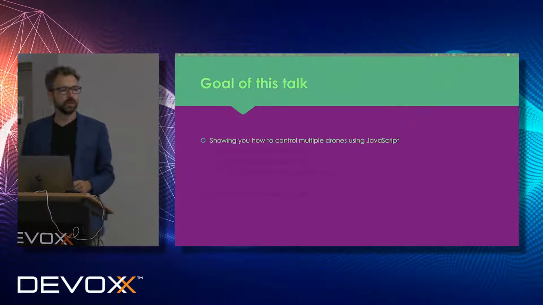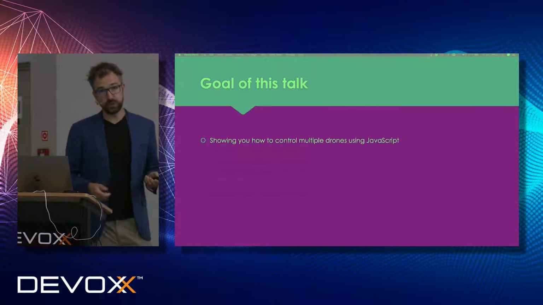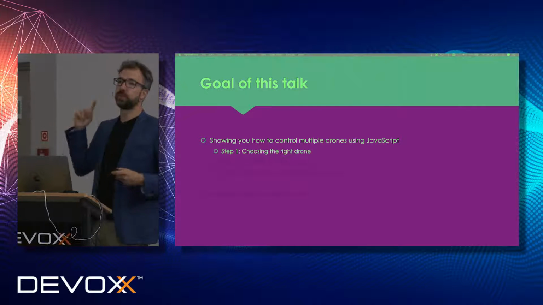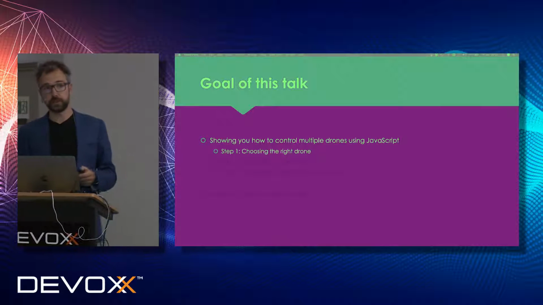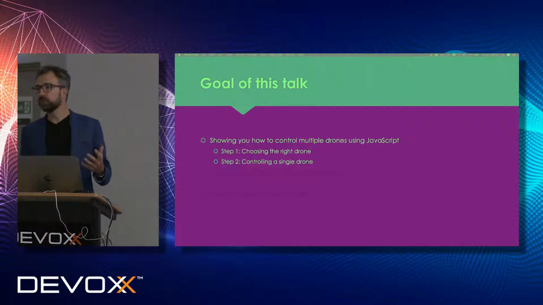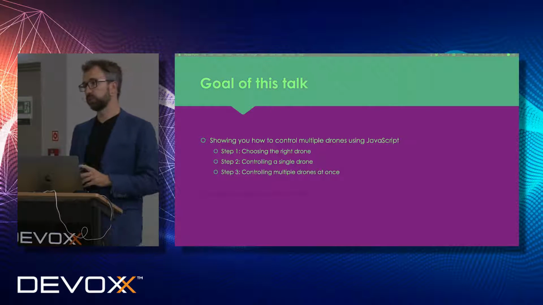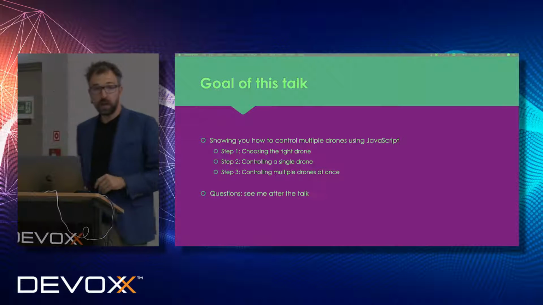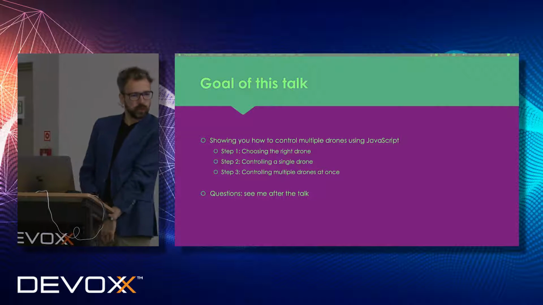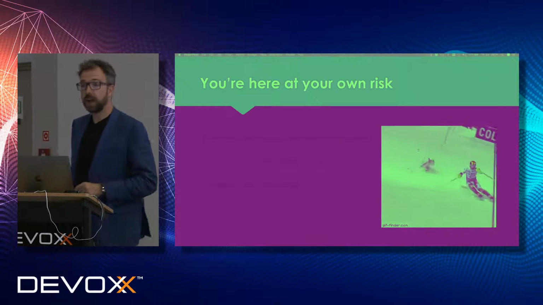So what is the goal of this talk? Showing you how to control multiple drones using JavaScript. We're going to do that in 3 steps. First, we need to figure out which drone we're going to use. In the second step, we're going to control a single drone using JavaScript. And in the third step, we'll start controlling multiple drones at once using JavaScript. Questions, see me after the talk, but I think we have quite some time, so probably at the end we'll be able to facilitate some questions.